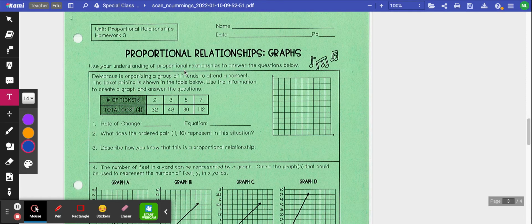Use your understanding of proportional relationships to answer the questions below. DeMarcus is organizing a group of friends to attend a concert. The ticket pricing is shown in the table below. Use the information to create a graph and answer the questions.